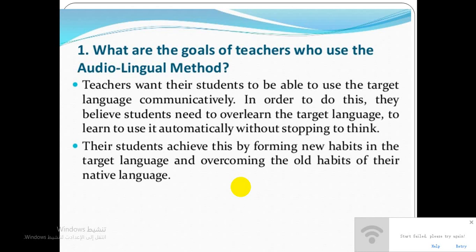If I ask you, what are the goals of teachers who use the Audiolingual method? The goals of teachers in this method is that teachers want their students to be able to use the target language communicatively. In order to do this, they believe students need to overlearn the target language to learn to use it automatically without stopping to think. Their students achieve this by forming new habits in the target language and overcoming the old habits of their native language.